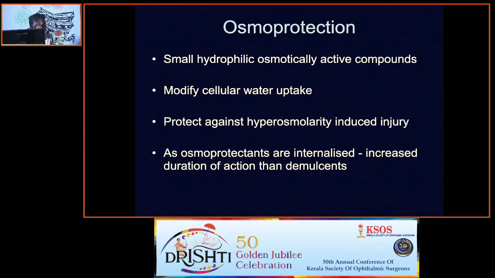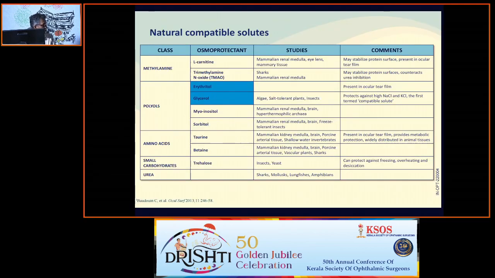So in osmoprotection, what you mean is there are small hydrophilic, osmotically active substances that modify the cellular water intake. It basically protects against hyperosmolarity-induced damage. As osmoprotectants go into the cell, an increased duration of action of the demulcents can be expected. There are different types of osmoprotectants, and I think a few are available in the market. Erythritol and glycerol are well-known. Trehalose is there. Sorbitol is there.